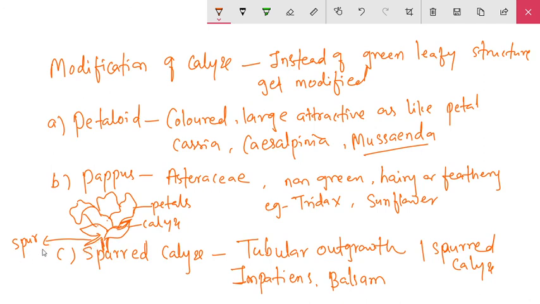So that is known as the spur. And it is known as the spurred calyx. Okay. So there are three different modifications of the calyx. Okay. Instead of the green leafy structure, they get modified. So that is known as the modification of calyx.